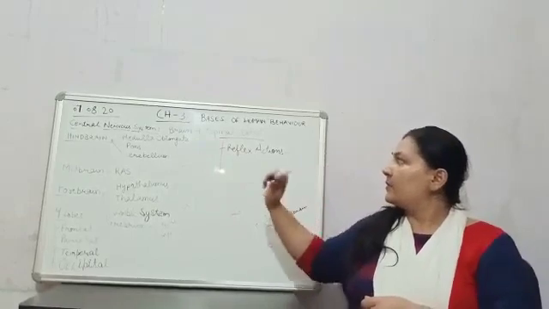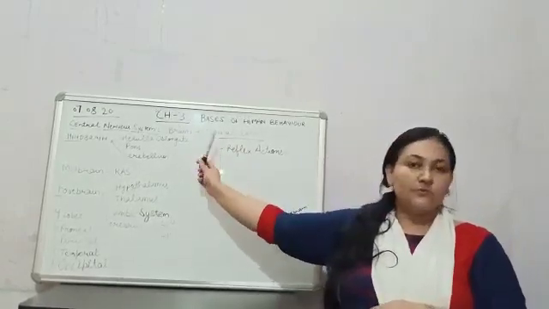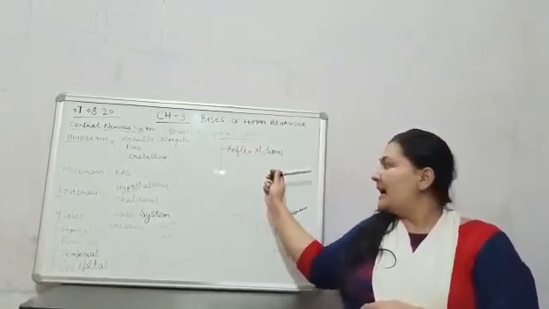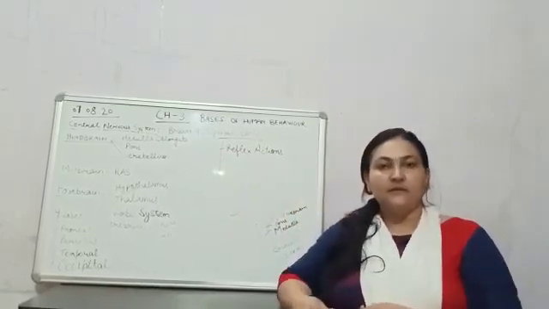So today we have covered the central nervous system, which includes the brain and spinal cord, and we will continue this chapter in our next session.